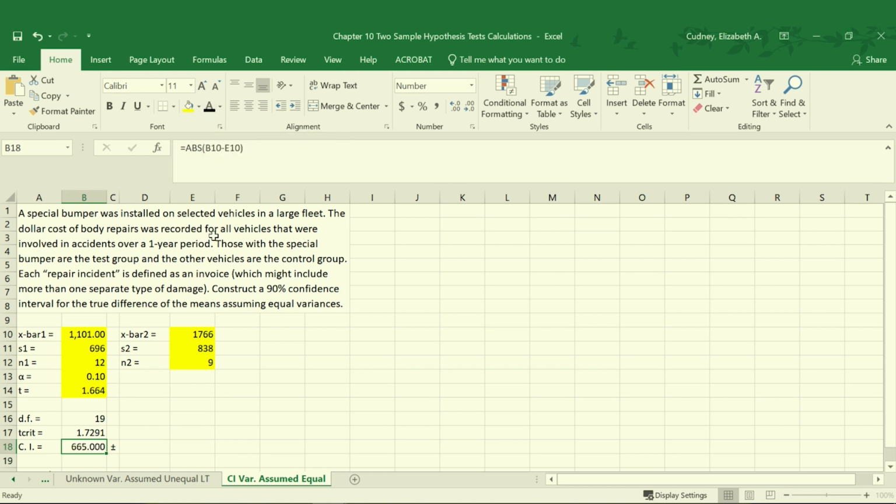Our confidence interval would be our value of B10, our x bar from sample 1, minus our x bar from sample 2. So we have a value of 665, and we take the absolute value because one might be larger than the other when we subtract.